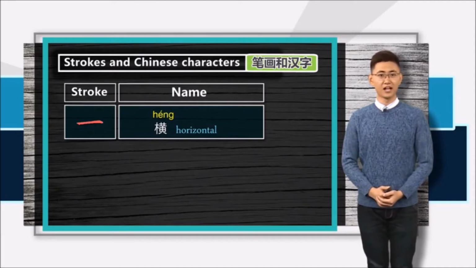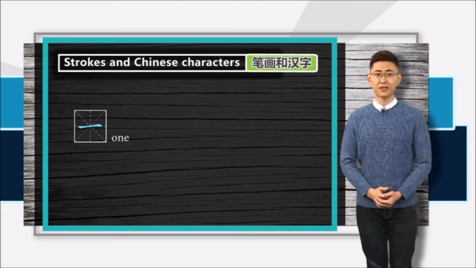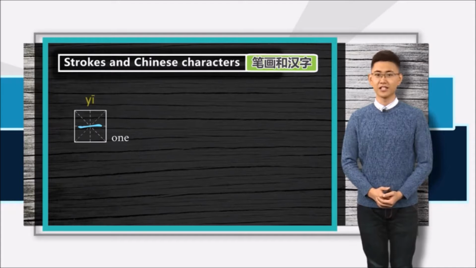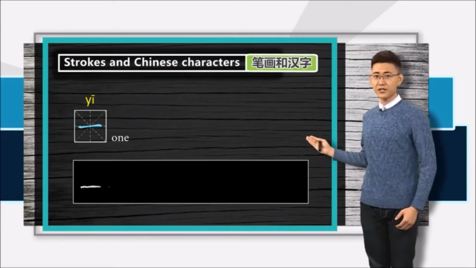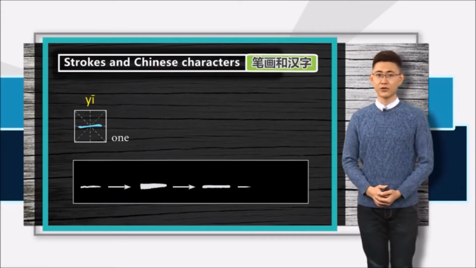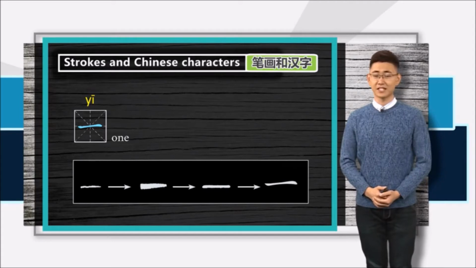And do you know that 横 is also a Chinese character? It means 1. And the pronunciation is 一. 跟我读 一. And let's write it together. From this picture, you can see the evolution process. It didn't change much.